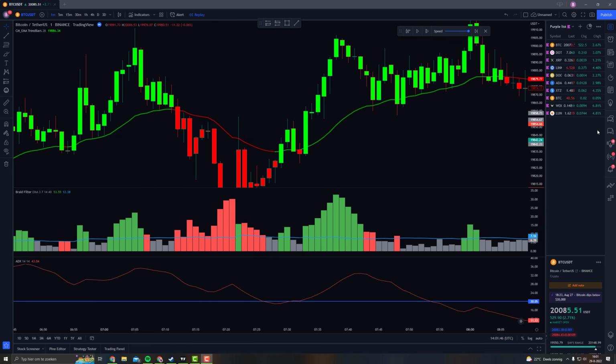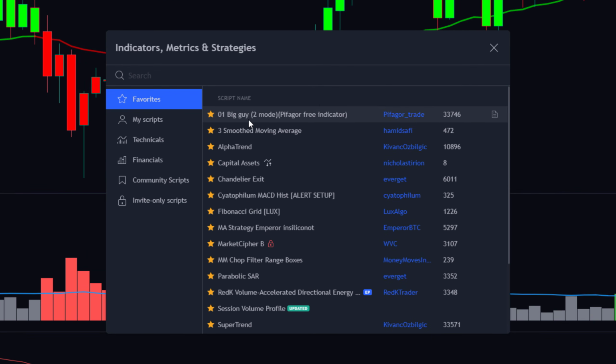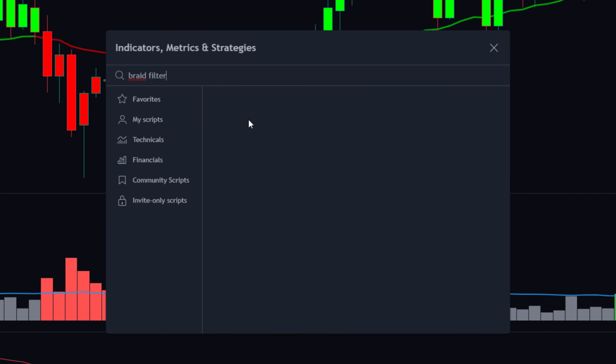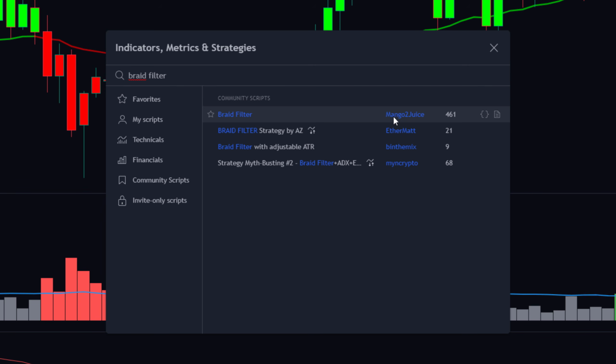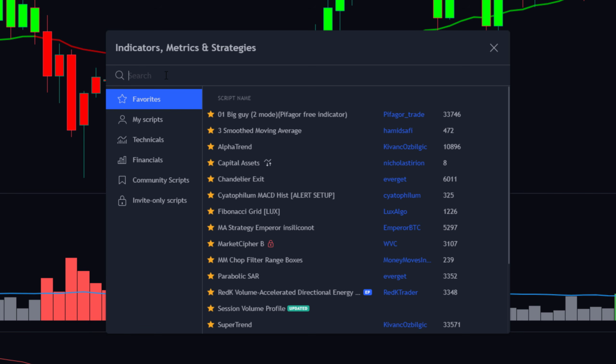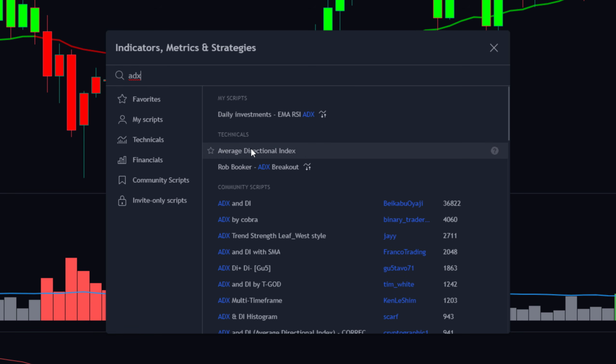For this strategy we are going to need 3 indicators. It's going to be the Braid Filter of Mango Juice. You're going to add that one. That's our main indicator. We are going to use the ADX to check if there's a current trend going on, and we only scalp on the current trend.